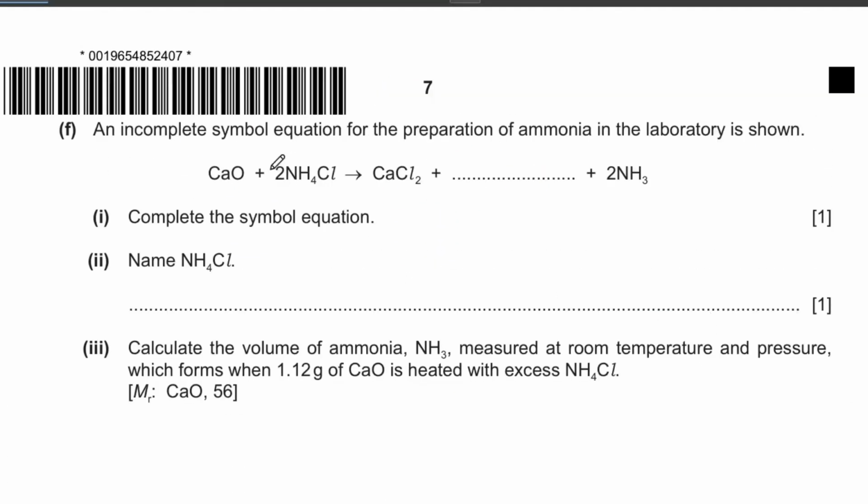F. An incomplete symbol equation for the preparation of ammonia in the laboratory is shown. This is the incomplete equation. Complete the symbol equation. We have calcium hydroxide and ammonium chloride giving calcium chloride plus water. How do I know it is water? If you look at it, we have calcium chloride, then ammonia NH3, so what we are left with is 2 hydrogen and 1 oxygen, and 2 hydrogen and 1 oxygen is water. Next, name this. This is ammonium chloride.